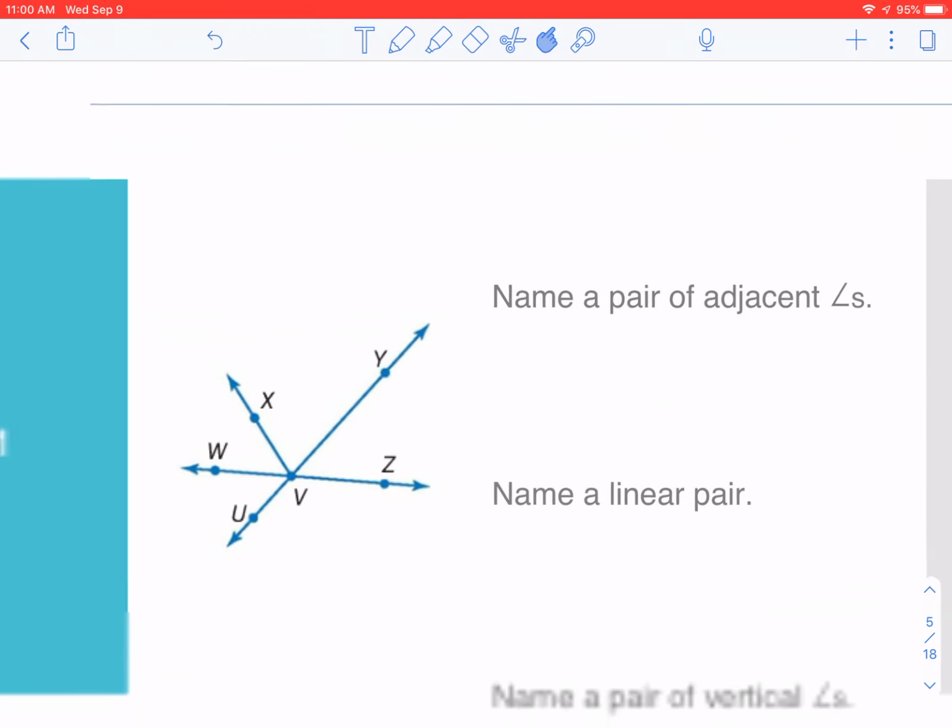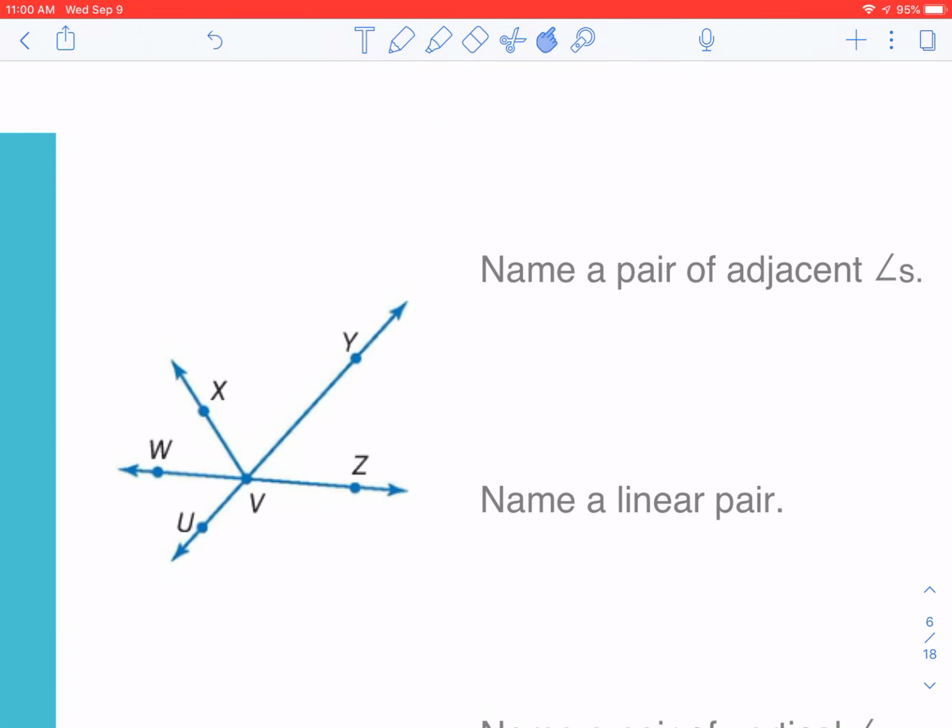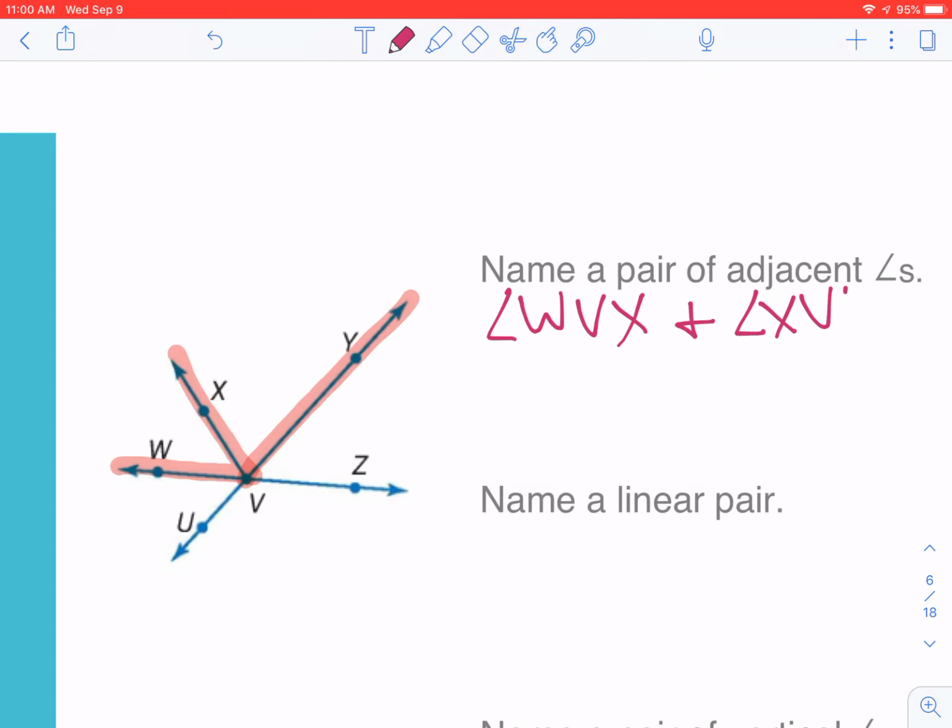Okay, let's practice with these. Name a pair of adjacent angles. Well, there's tons of examples. What I'm going to do is I'm going to highlight this angle, and I'm going to show you it's adjacent to here. So what we would say was angle WVX is adjacent to angle XVY. So we have WVX and we have XVY. That's one example. They're both next to each other. There are a ton of other examples on there. We can talk about those in class.